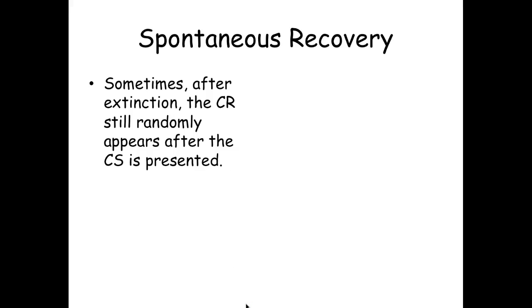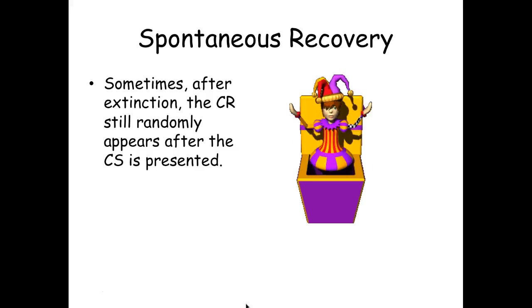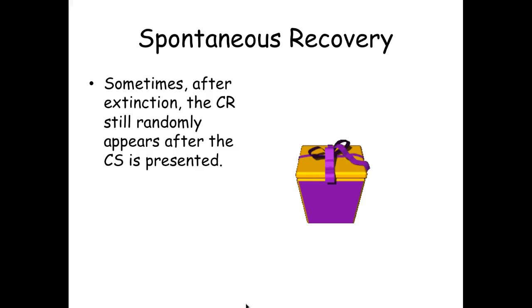Now, sometimes after extinction has occurred in this type of conditioning, spontaneous recovery can also occur. And spontaneous recovery is when the conditioned response still randomly appears sometimes after the conditioned stimulus is presented. So in our case of our classroom examples with Connor Malloy and Emily Miernick, if suddenly someone walked up to them out of the blue and said, "Can you go get something for me?" the word "can" might make them flinch out of the blue.